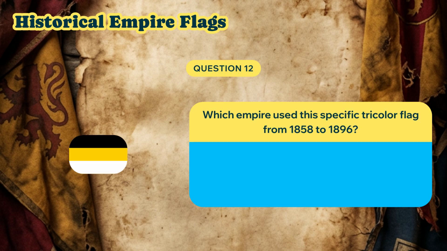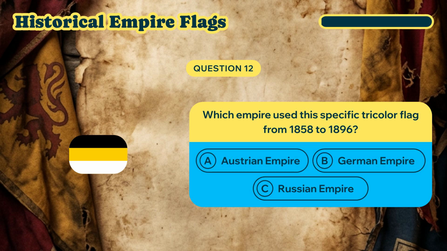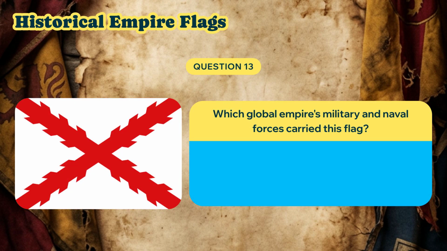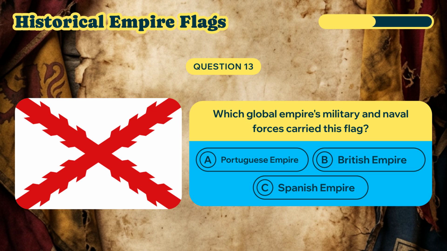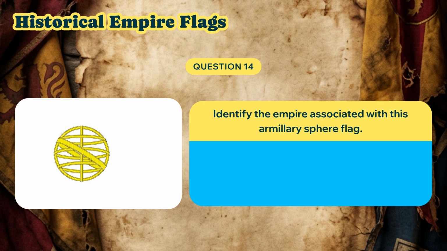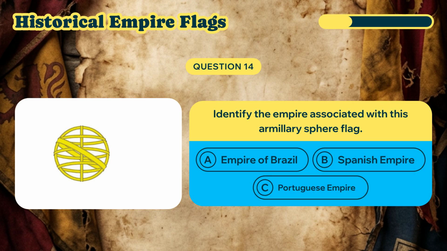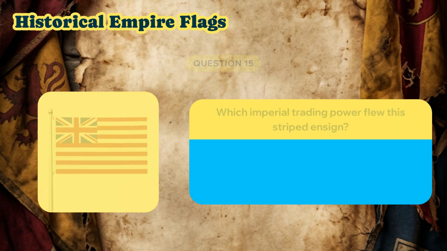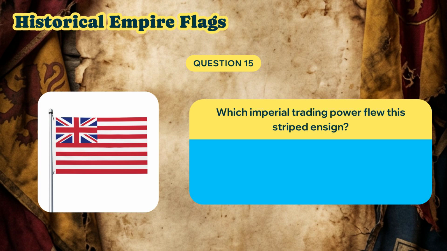Which empire used this specific tricolor flag from 1858 to 1896? Which global empire's military and naval forces carried this flag? Identify the empire associated with this armillary sphere flag. Which imperial trading power flew this striped ensign?